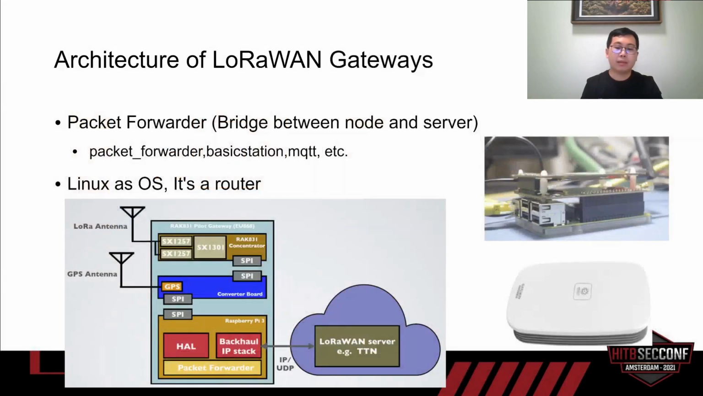LoRaWAN gateways are similar to routers. Packet forwarder components usually run on Linux. The packet forwarder component reads the LoRaWAN packet through the drivers. It encapsulates the data into a specific protocol and sends it to the network server. Packet forwarder components include packet forwarder, basic station, MQTT, and so on. Hardware needs to be connected to the SX1301 to operate LoRa radio packets. For example, the architecture of the RAK831 gateway shows that it is based on a Raspberry Pi connected to the SX1301 through a SPI port.